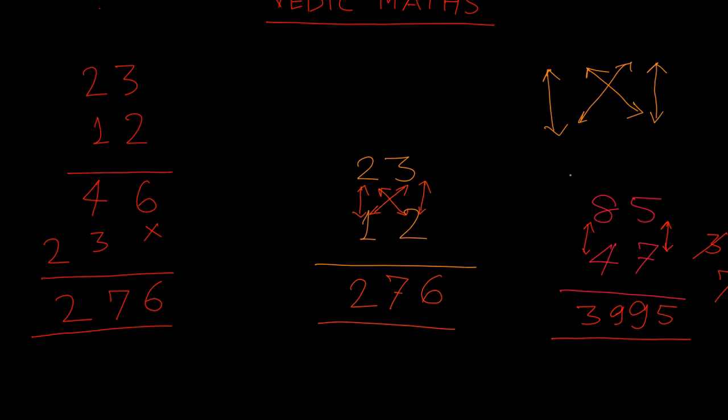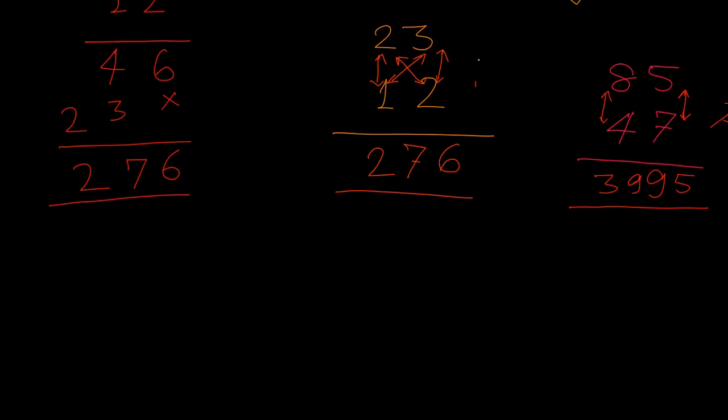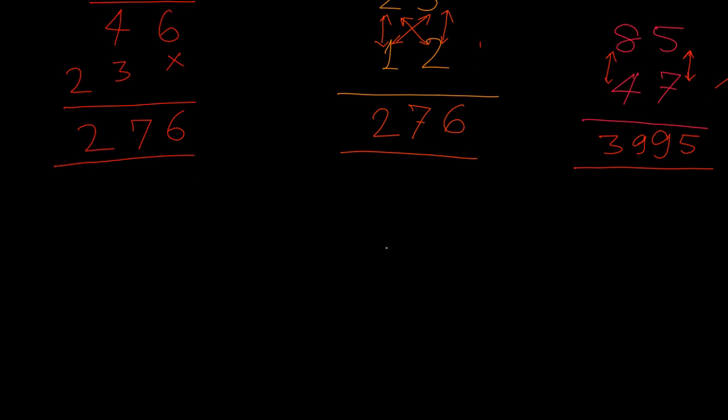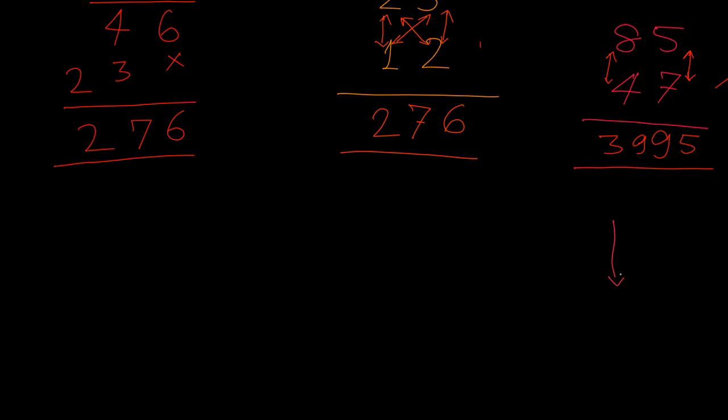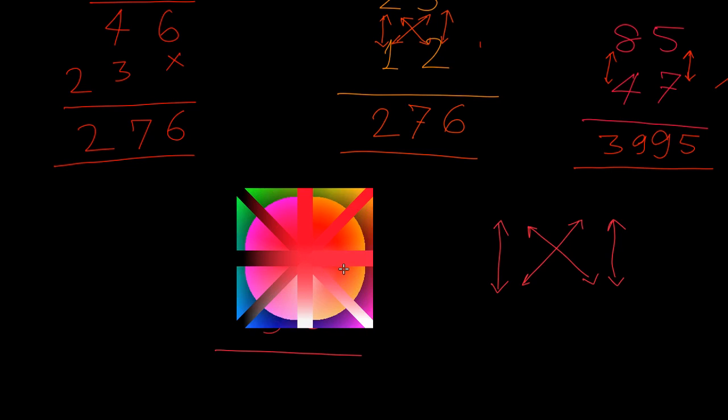Okay, let's take one more example. This time, just to review a bit, we are using a form something like this. We are first of all multiplying the units places, then we are multiplying crisscross, and then the tens places. So let's take another number. Say this time let's take 72 into 36.